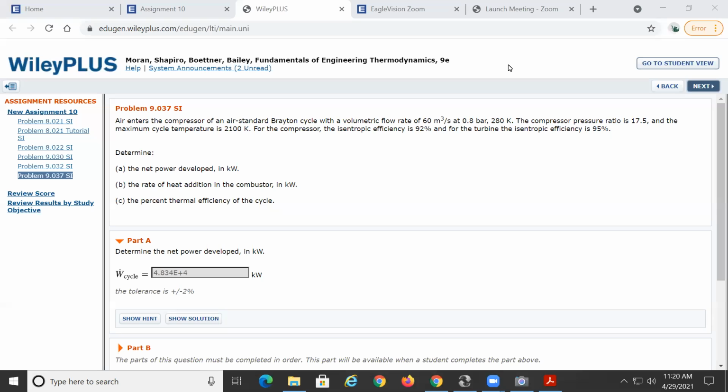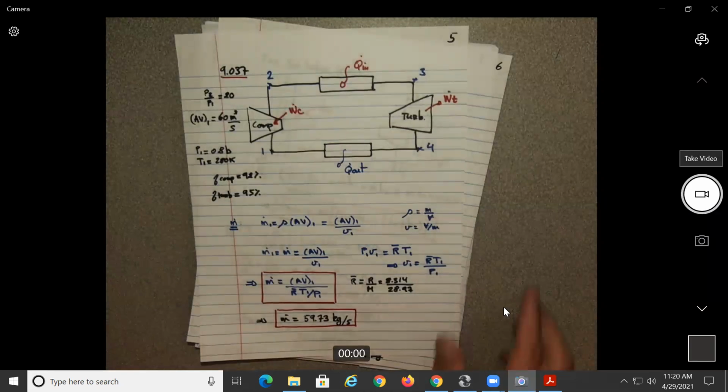All right, guys, so let's keep going with this problem. But what happened is that since we reset the problem, we're going to have different data, but the procedure should be the same. So basically, here we had a standard Brayton cycle, but for air. And that's what we had last time.